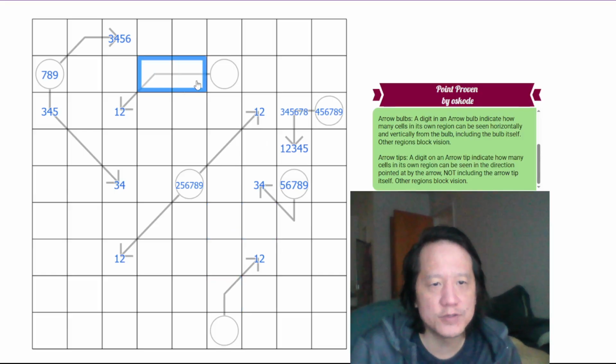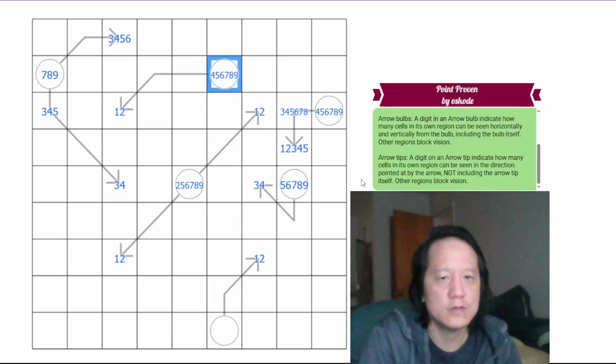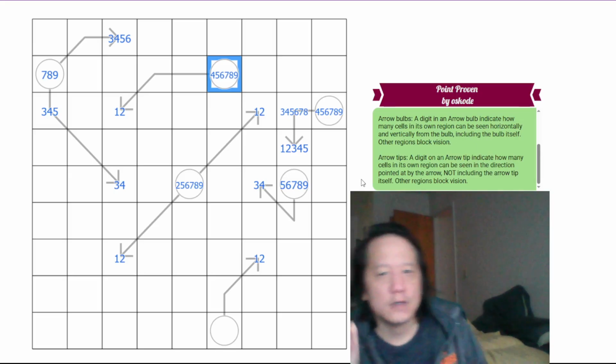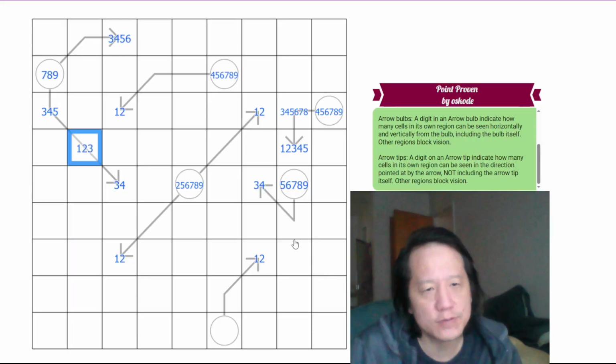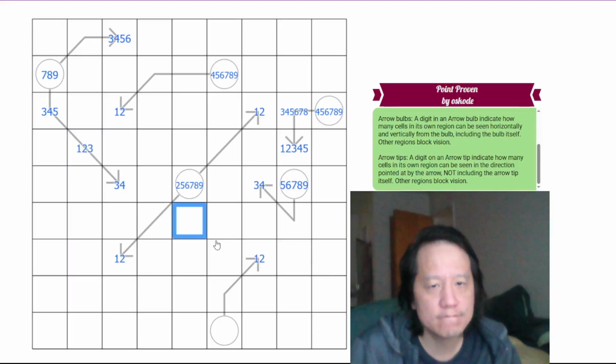This is at least 3 here, and then 1 here at least. So this is a 4. Okay. This is at most 3 here. So this is 1, 2, or 3. This could be 1 through 8, 1 through 8.